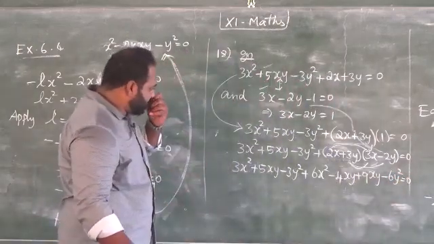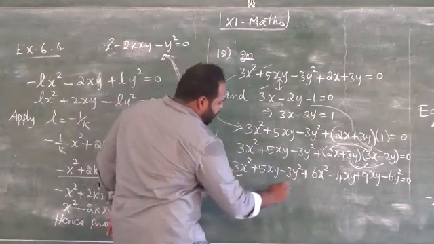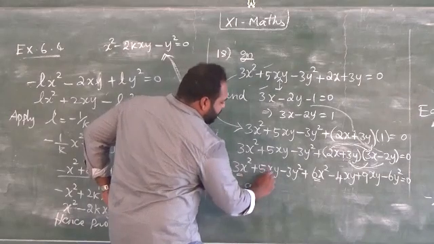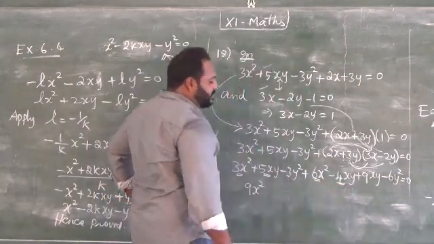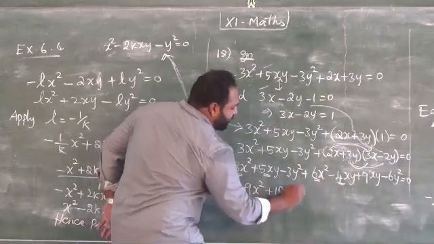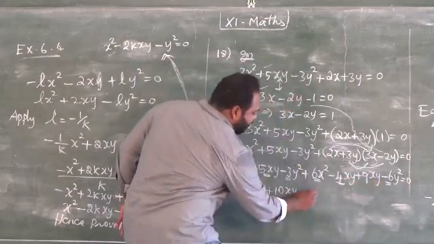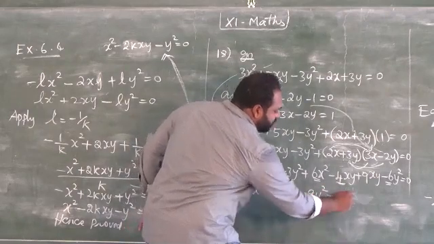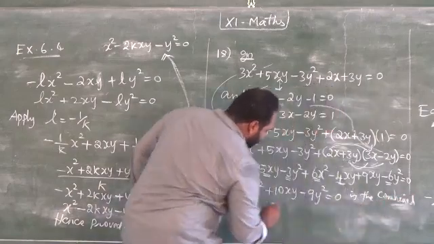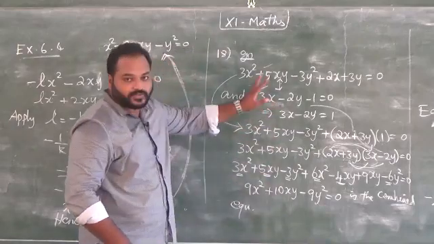Next, write according to the order. First the x square term: 3x square plus 6x square is 9x square. Next the xy term: 5xy minus 4xy is xy, plus 9xy is 10xy. Next the y square term: here we have minus 3, here we have minus 6, so minus 9y square equal to 0 is the combined equation. So now I have found the combined equation for these two given equations.